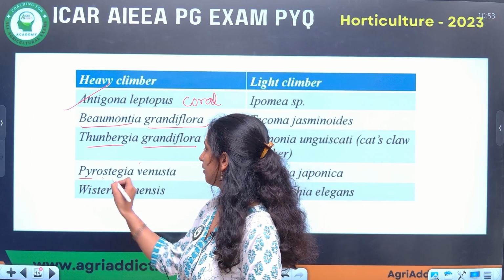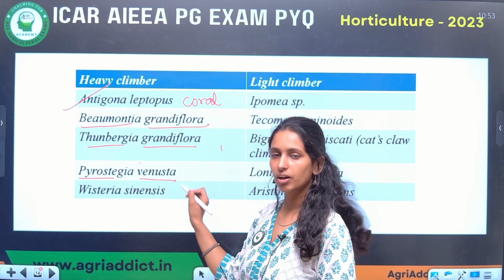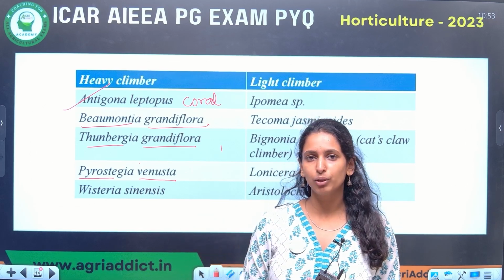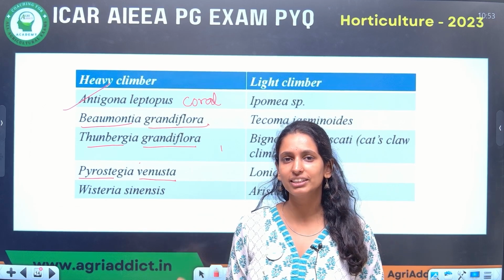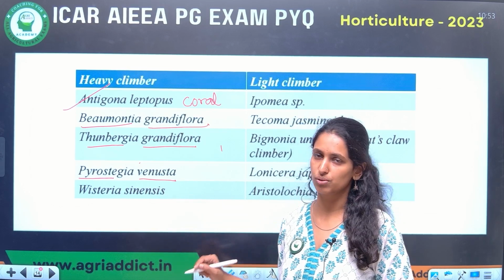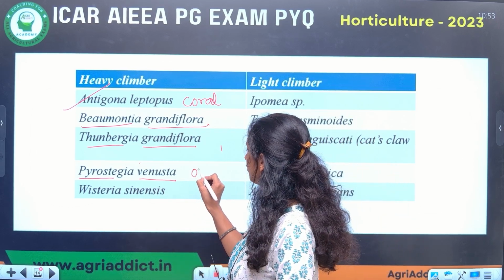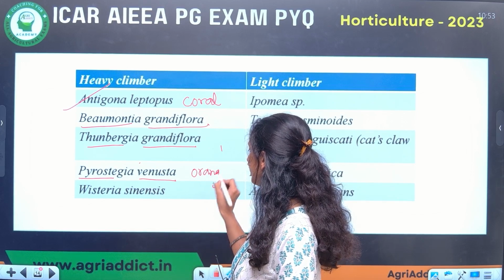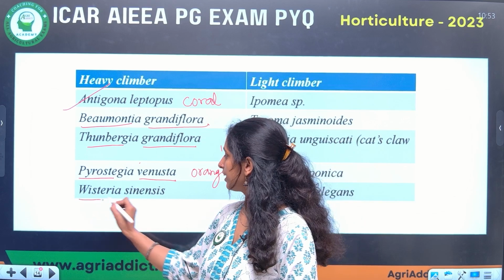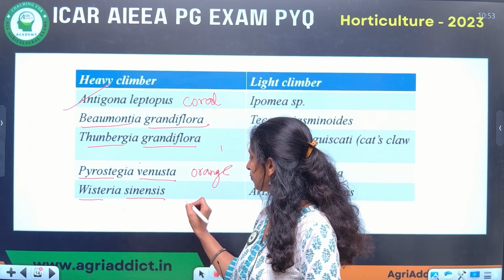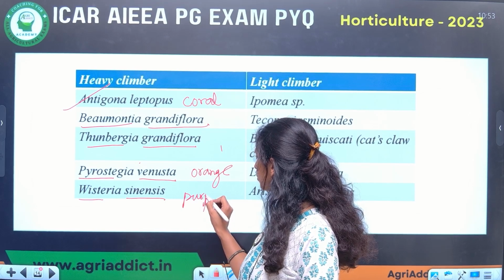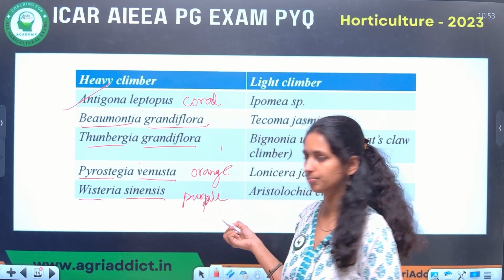Then Pyrostegia venusta. This is also called as the golden shower also. You please let me know in the comment section which tree is known as golden shower tree. Tree is also there, climber is also there. This will be having orange color blooms and it has a very luxuriant growth. It has a seasonal flowering. Then Wisteria sinensis. This is having purple color flowers or bluish flowers. This is also having very luxuriant growth.